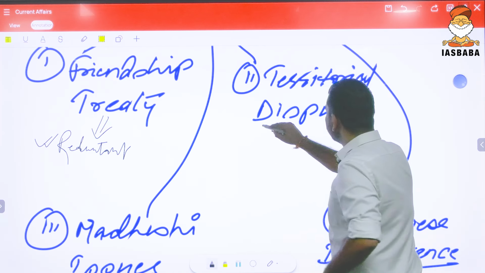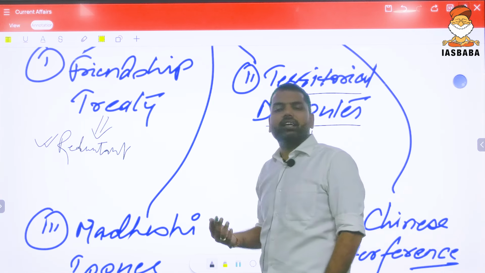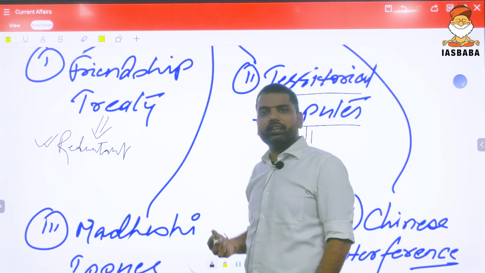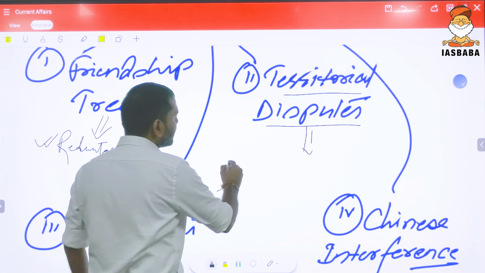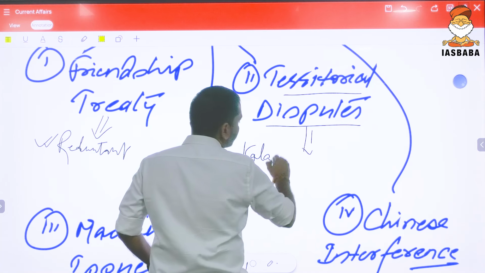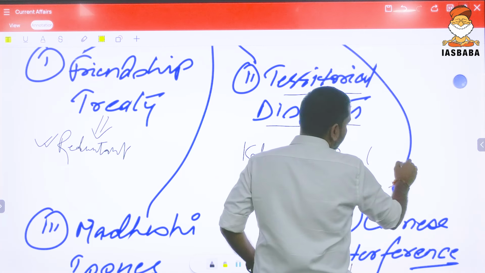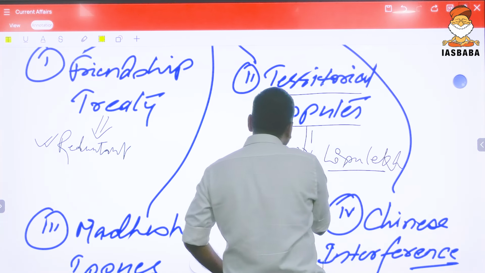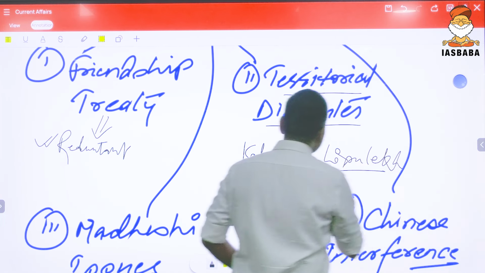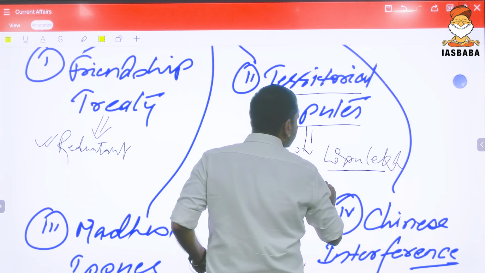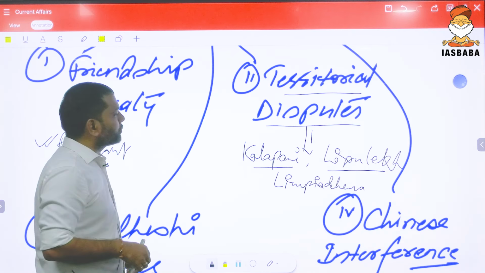The second thing in Indo-Nepal relations is the territorial disputes. There are some areas which Nepal and India have been claiming as belonging to each other's territory. You are getting my point? What are those areas? Kala Pani and Lipu Lake, a very popular one. One more is Limpiyadhura, right? These are the territories that India and Nepal have been contesting as belonging to each other's territory.